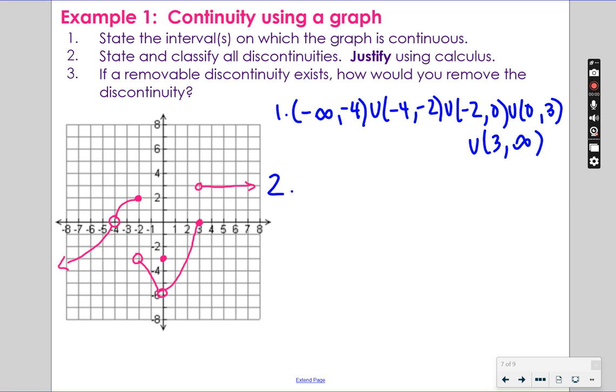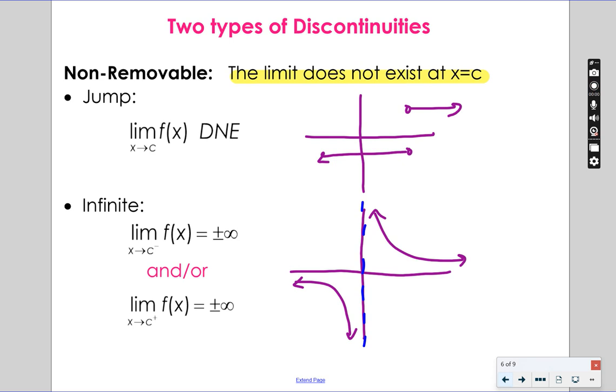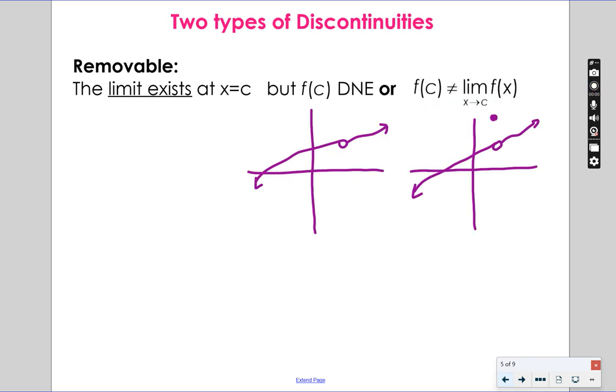We said -4 was the first place. So at x equals -4, is that removable or non-removable? Removable. It says justify using calculus, so I'm going to go back a couple slides for just a second. Picture what this looks like. Which situation does this look like, the first one or the second one? The first one. There was no extra point. So we're going to say that the limit exists, but the point doesn't.